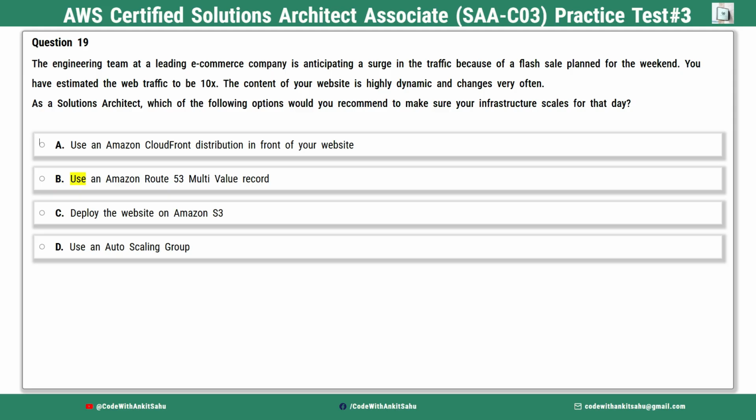Option B. Use an Amazon Route 53 multi-value record. Option C. Deploy the website on Amazon S3. Option D. Use an auto-scaling group.